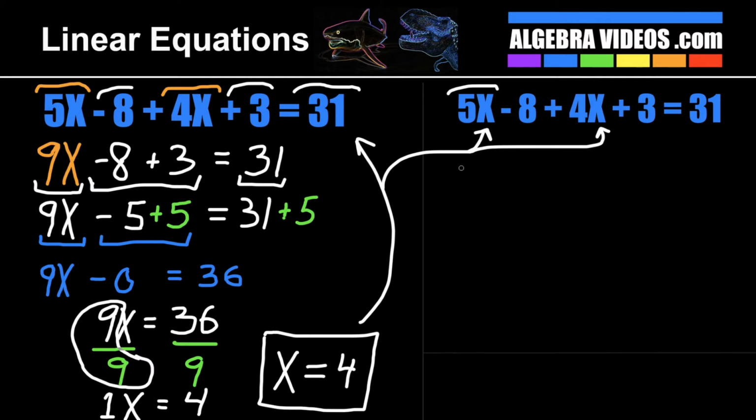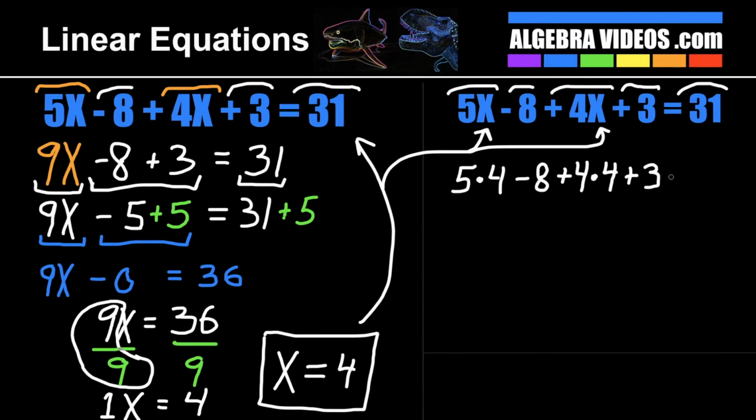Here's the first term, 5x. So I'm going to write it down here. 5 times, and our solution for x is 4. Okay. Next term is minus 8. So I'm going to write a minus 8. And then the next term is a plus 4x. So I'm going to write plus 4 times, and what do we have for x? We have x equals 4. So I'm going to plug in a 4 right there. The next term is plus 3. So I'm going to write a plus 3. And finally, we have that equals 31. So all of that equals 31.